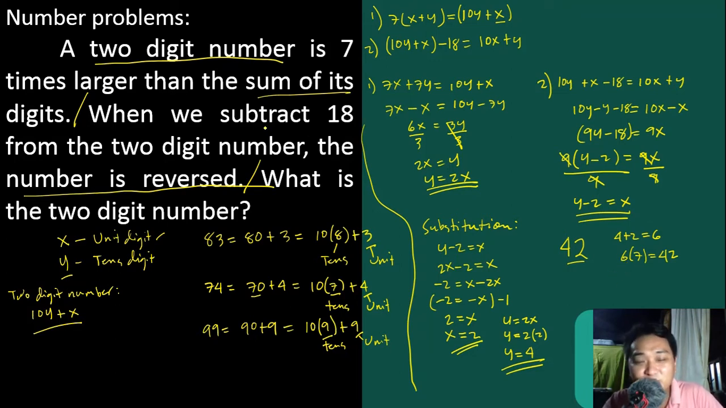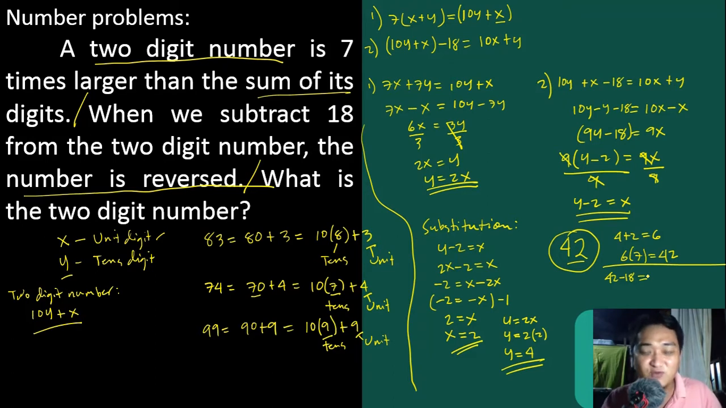Now, when we subtract 18 from the 2-digit number, ito yung 2-digit number natin, huwag nyo kalimutan. Pagka daw nag-subtract naman tayo ng 18, so that is 42 minus 18, yung number daw nababaliktad. So, what is 42 minus 18? So, 42 minus 18 is 24. Ayan. 24. So, kung mapapansin nyo po, nababaliktad talaga yung number, from 42 to 24. Therefore, our answer is correct. The answer here is, the number is 42.